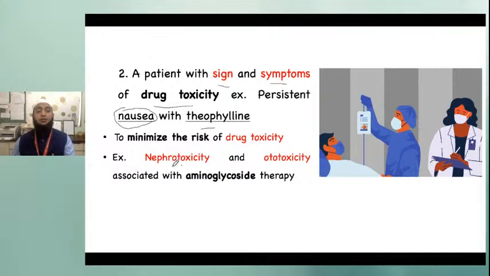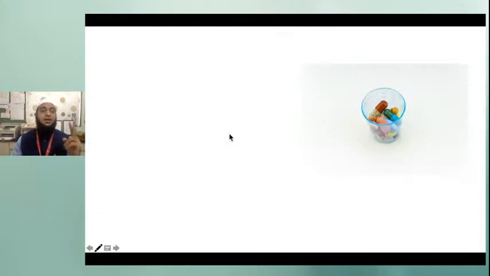For example, in the case of the nephrotoxicity and ototoxicity which are associated with the aminoglycoside, right? So this is another example. The first example we have seen in case of theophylline, where the patient shows nausea, whereas in case of aminoglycoside, patients show a very severe effect like kidney failure. It produces an effect on the kidney, so that is very dangerous. So in such cases, you can minimize the risk of drug toxicity by measuring the plasma concentration of all those drugs which have the risk of more toxic effects. So this is the second indication.